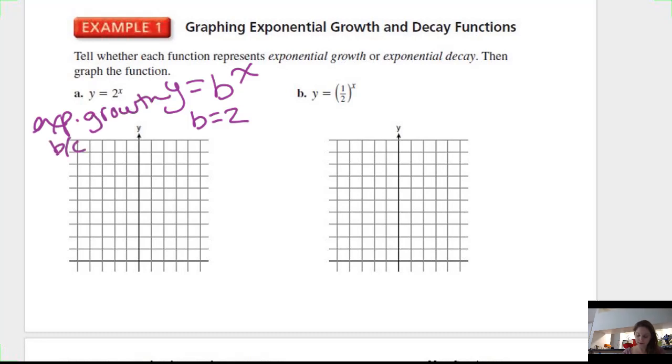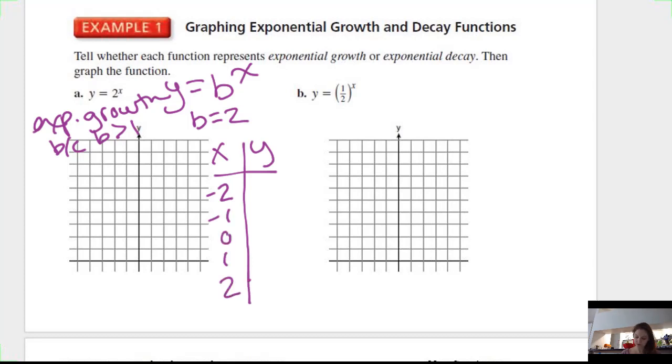Because b is greater than 1. Now to graph it, you could put this in a graphing calculator certainly. I am going to make a table of values. I'm going to go from -2 to +2. So I have 2 to the -2 power. Good thing last unit was how to deal with exponents. So this is really 1/4. 2 to the -1st power is really 1/2.